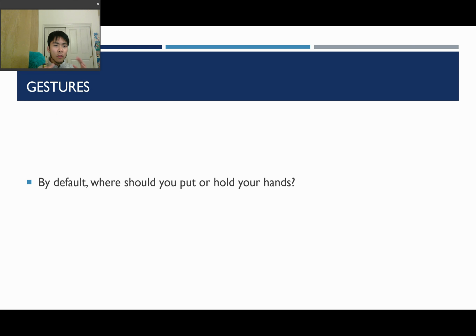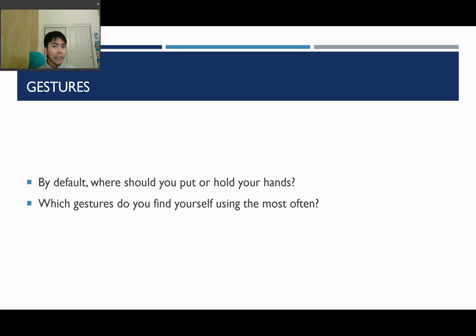So first, I want you to think about these two questions. So grab out a piece of paper or open up the Notes app on your computer or phone, and write down your answers to these questions, or think about them. By default, where should you put or hold your hands during a speech, obviously? And second, which gestures do you find yourself using the most often? So go ahead and pause this video and take that time to write your answers, think about it, etc. Okay, so hopefully you've paused and you've thought about these questions.